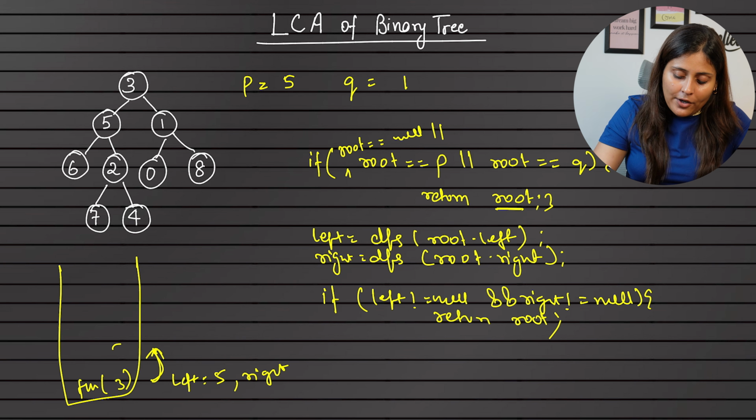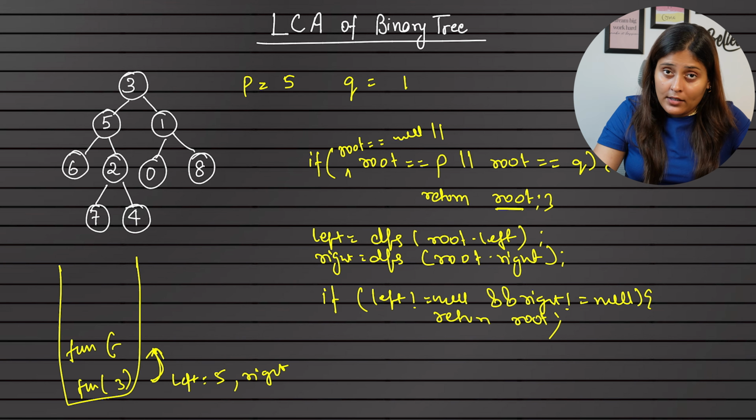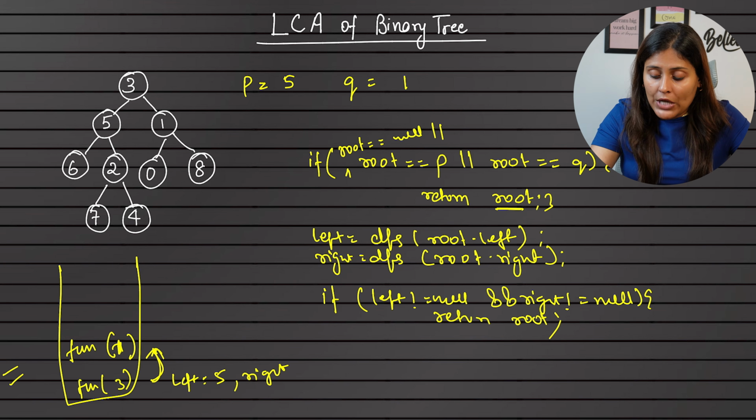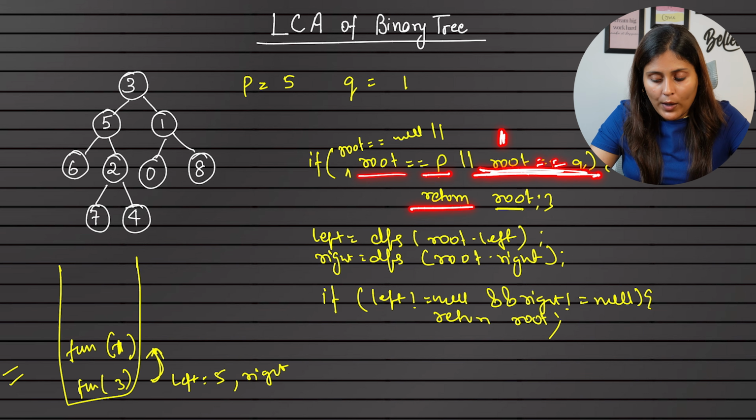So we'll go towards the right call. In the recursive stack, the function call for 1 will get stored. Now we'll check: is root null? No. Is 1 matching with 5? No. Is 1 matching with 1? Yes, this matches, my bad. So root is 1 and it matches with Q, 1. Yes. So return root, return 1.